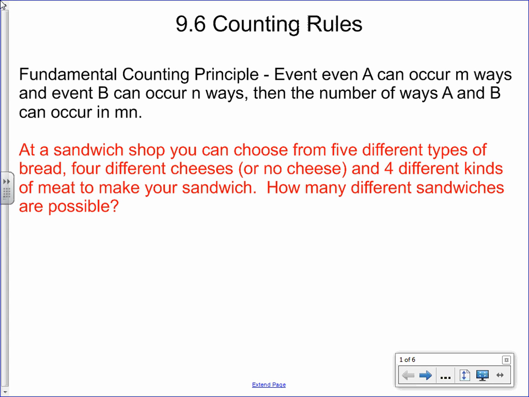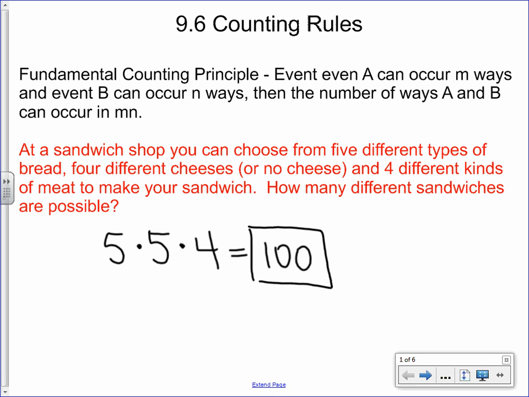Okay, so we're going to say, well, I need bread. How many types of bread can I choose from? 5. And I need cheese or no cheese. How many options are there? 5. And I need some meat. 4. How many different sandwiches can I make? We have 100 different sandwiches that we can choose from.